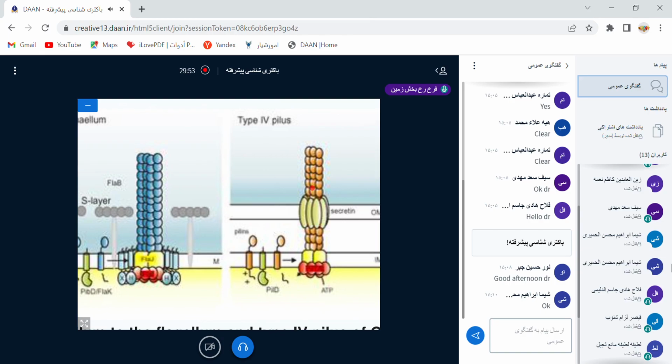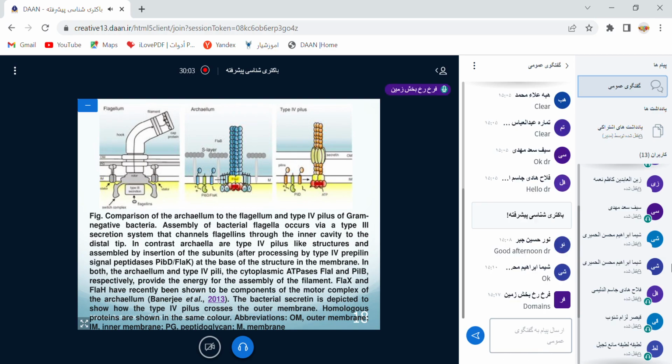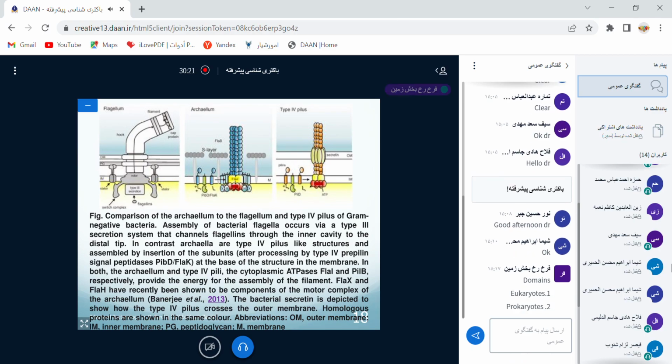Type 4 pilus. You know, we have 3 domains. Number 1 is eukaryotes. Second one is prokaryotes. And third one is archaea.